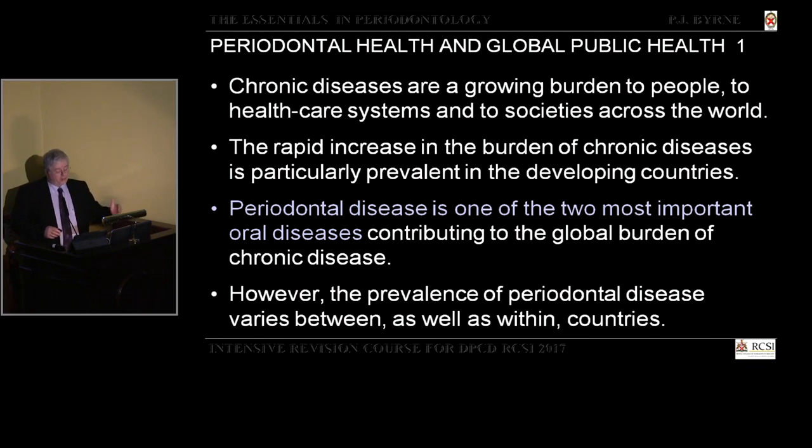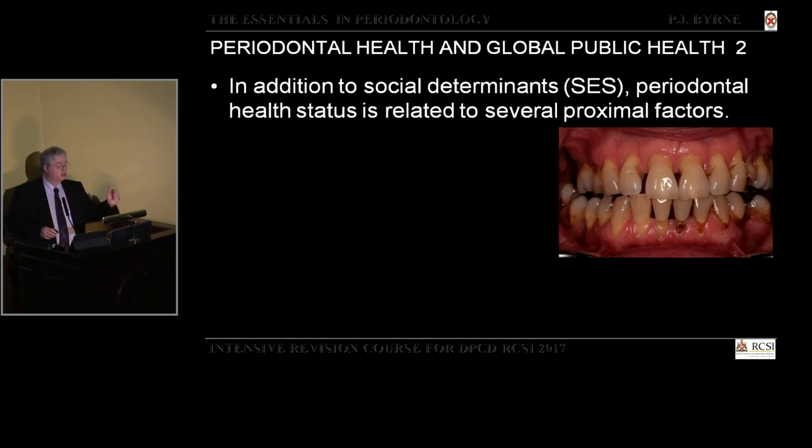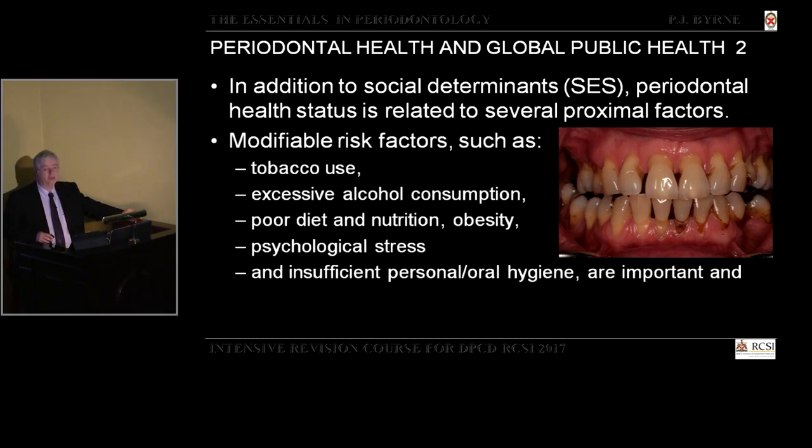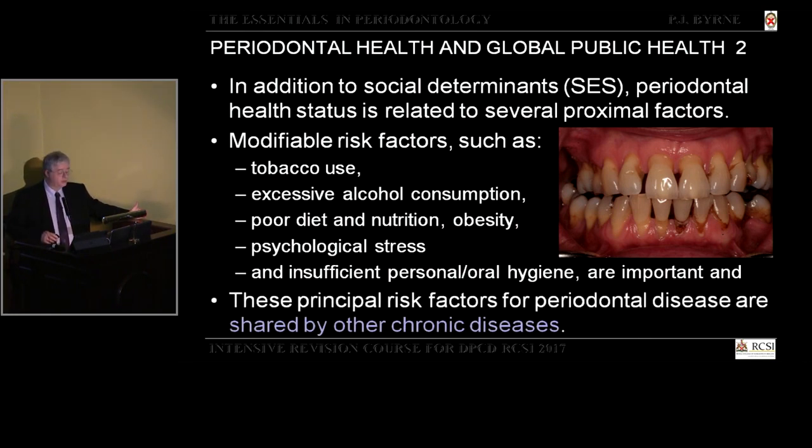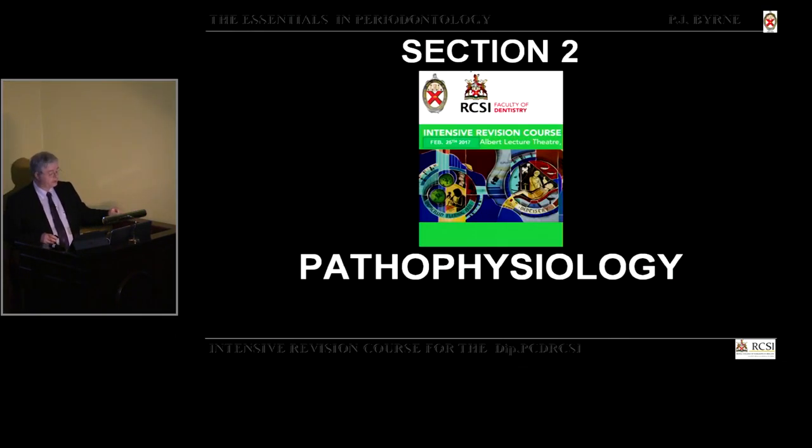And we know that it does vary a lot in different countries. In addition to things like socioeconomic status, periodontal health status is related to several factors. Modifiable risk factors such as tobacco use, excessive alcohol, poor diet, nutrition, obesity, psychological stress, and insufficient personal oral hygiene. And these are all important factors. And these principal risk factors for periodontal disease are also shared by other chronic diseases.